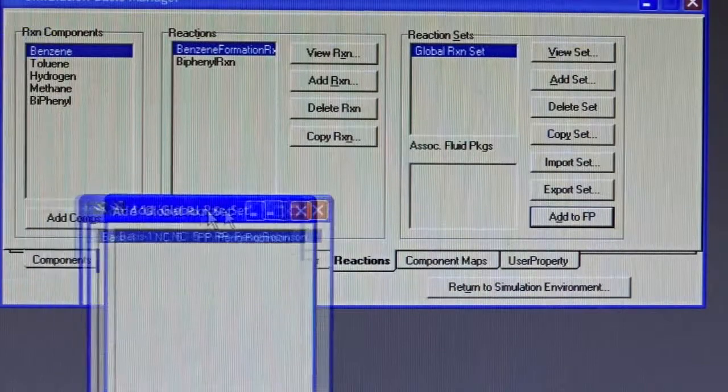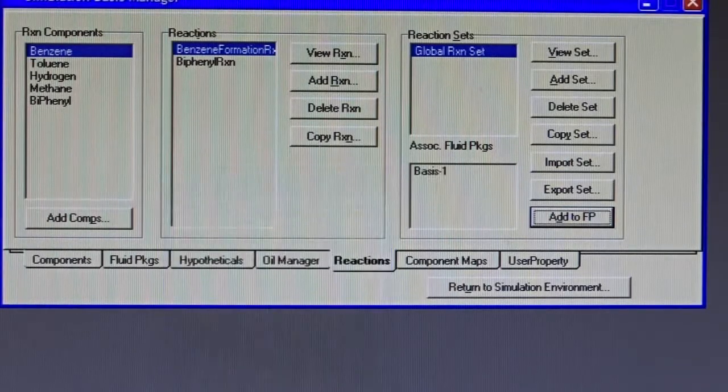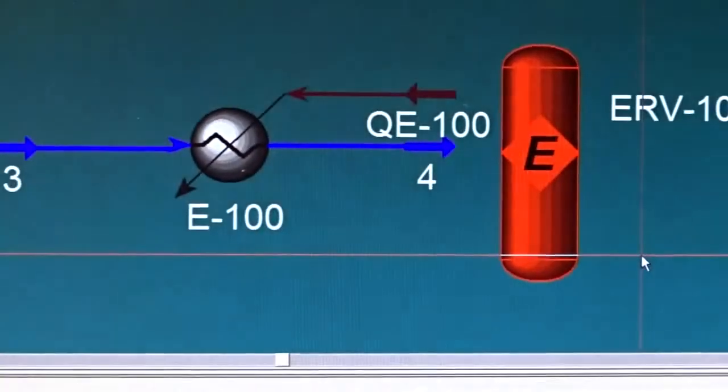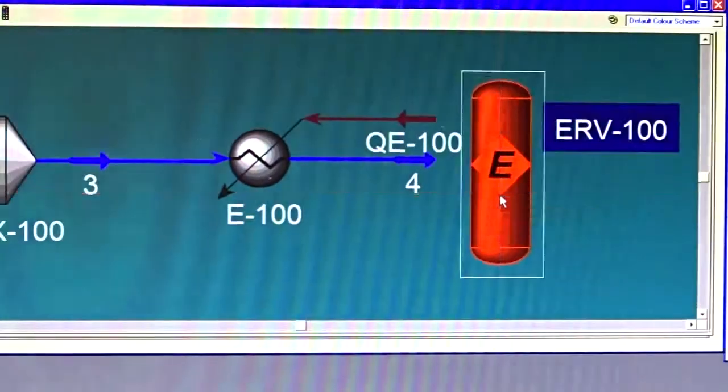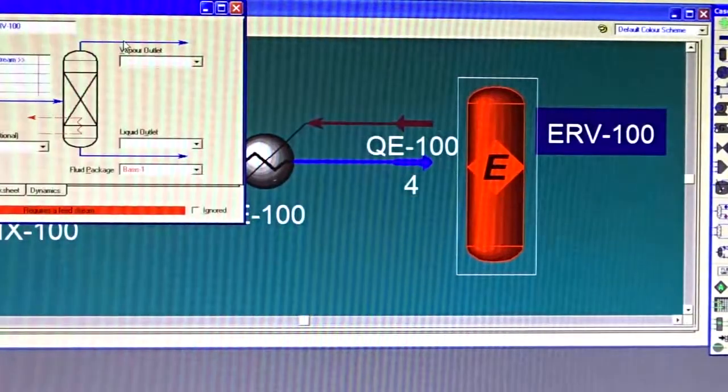HYSYS now asks me, the fluid package is basis 1, number of components 5, and it's Peng-Robinson. All I need to do is add set to fluid package. Now notice associated fluid packages is basis 1. Now we are done, so we can return back to the simulation environment. Now we can return back to the reactor and make proper connections.